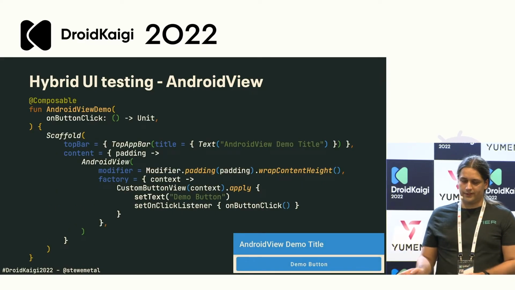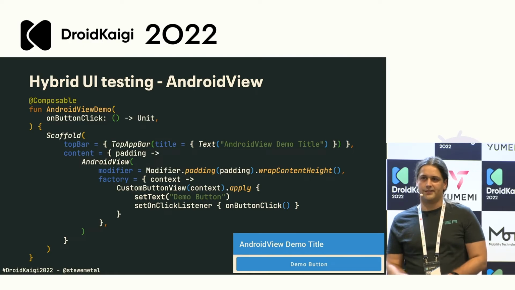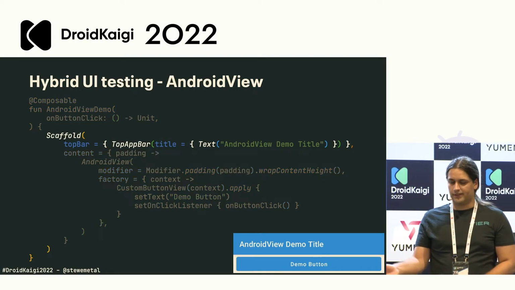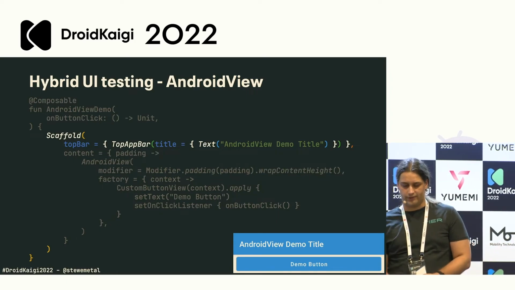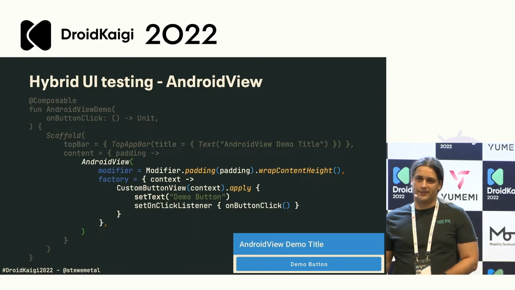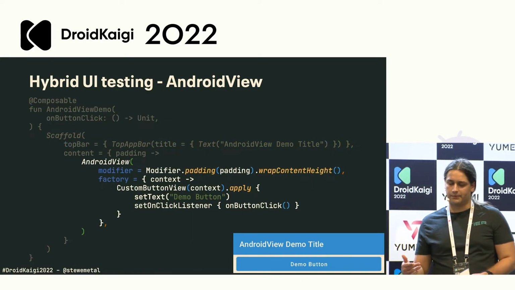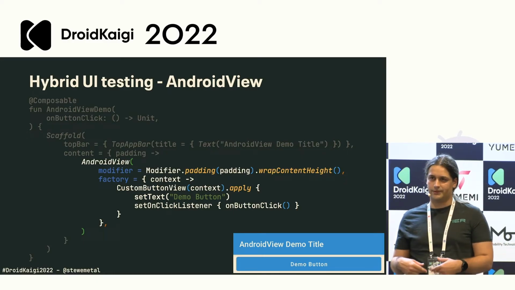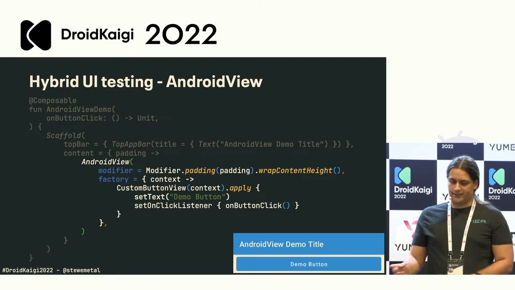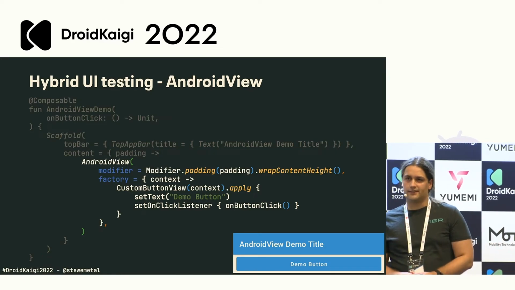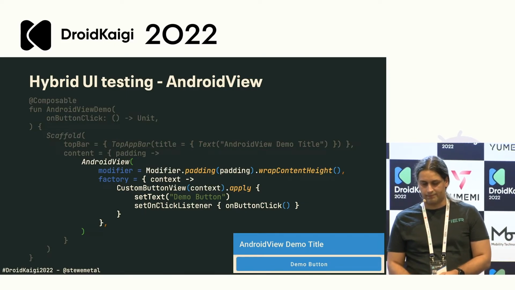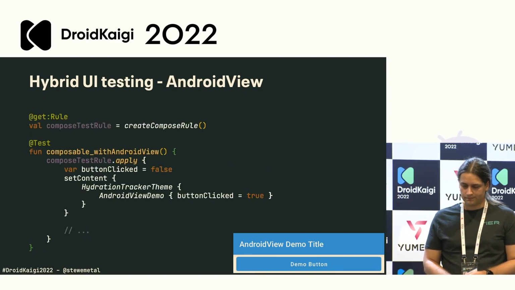Okay, and the host of this is just a composable, so no activities, no views here. This composable just receives a click listener, and it builds a scaffold with the top app bar configured, and then adds an AndroidView, which is the interoperability API for the other way around when we want to include views in composition. So we will just create that custom button view, set the text, set the click listener like we would do normally from AndroidView system code, and yeah, we can test this layout as well.